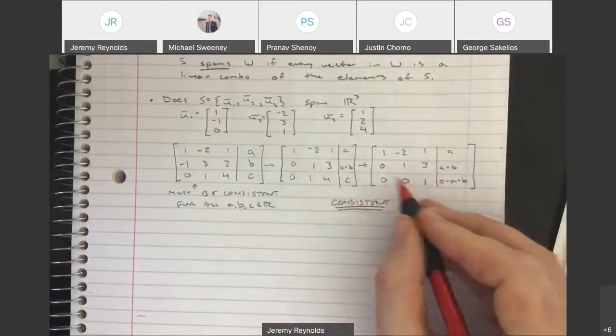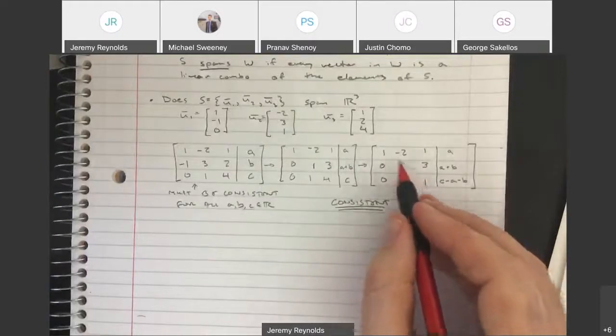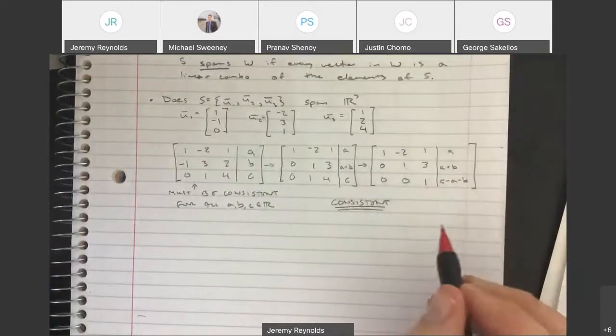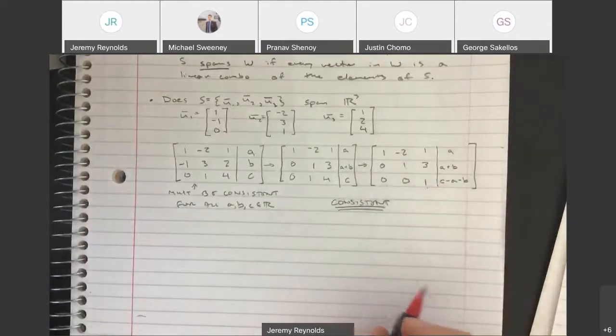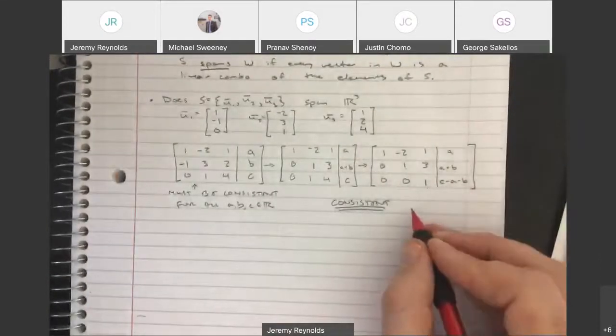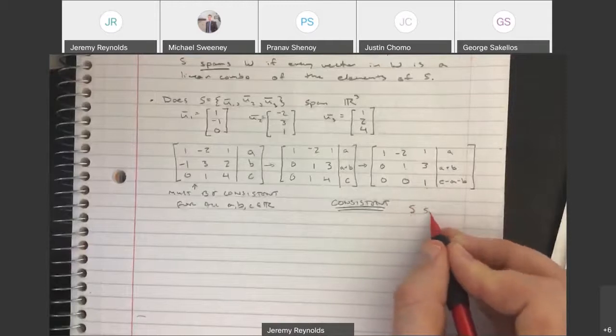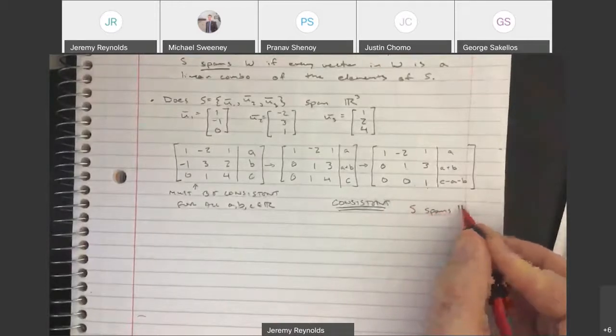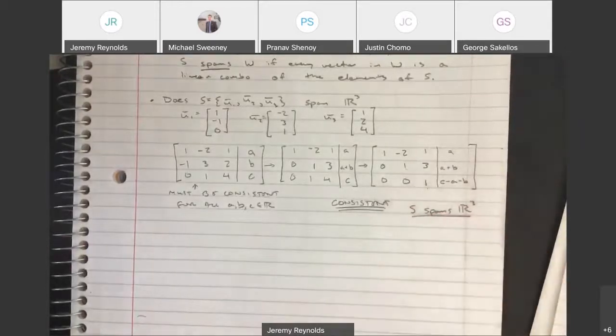So since it's consistent, we don't have any 0 row. They all will have a leading 1 in the reduced echelon form. We know that it's going to be consistent, so we know that S spans R3. That's just a quick example.